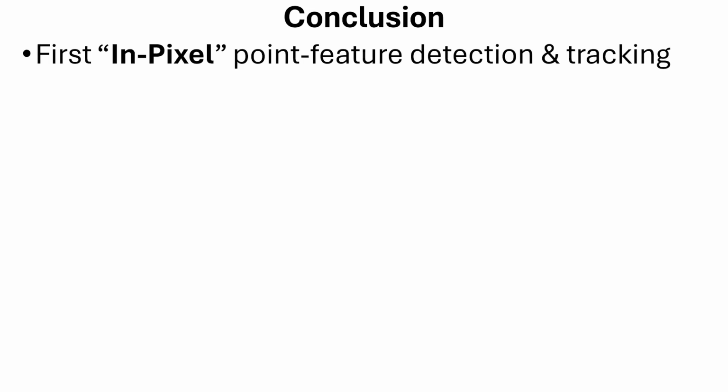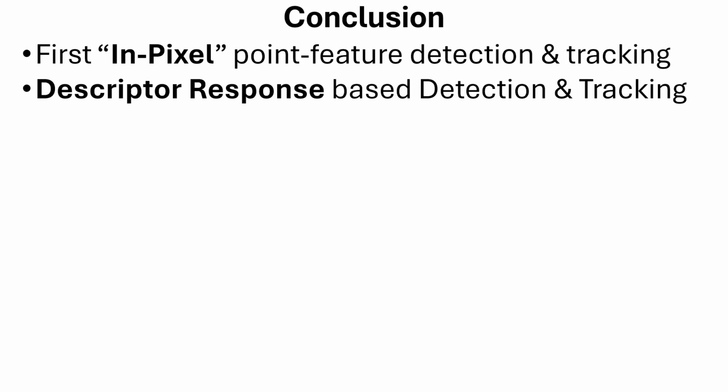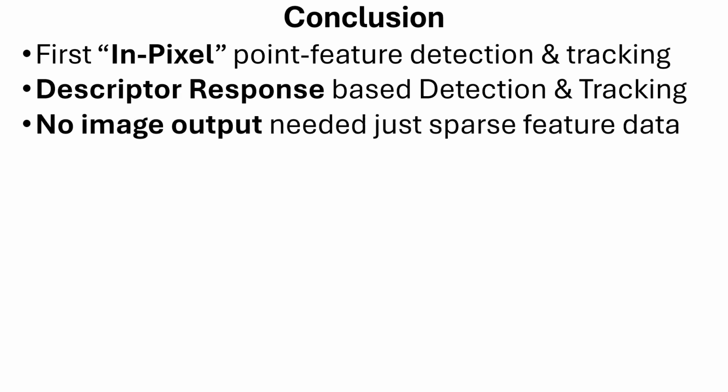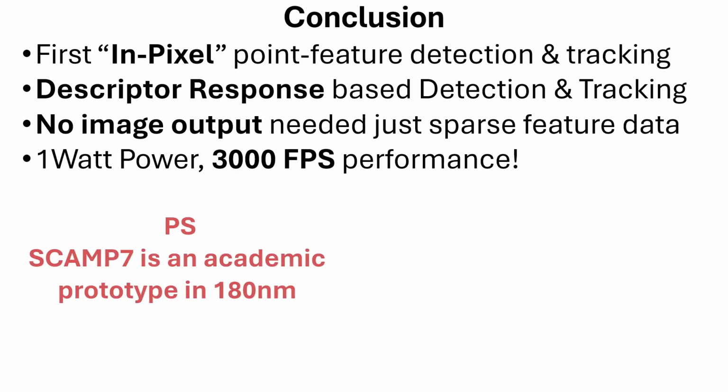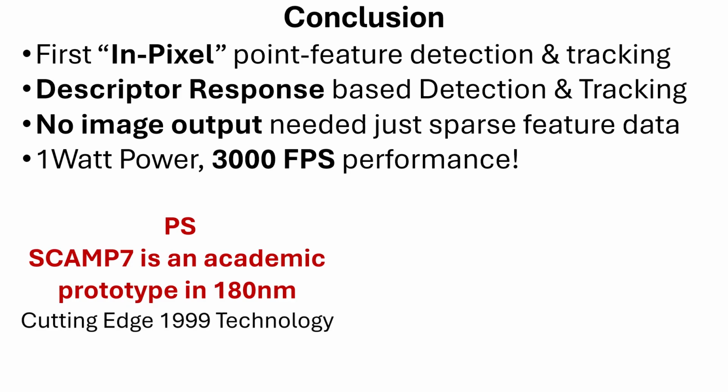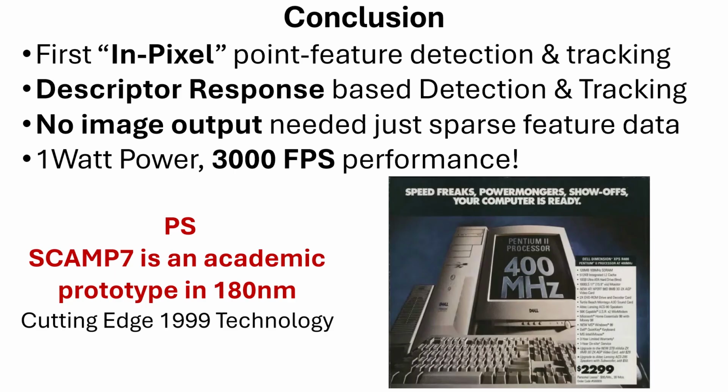So to conclude, we present the first work where point feature detection and tracking is performed entirely in pixel, by which I mean all computation necessary is performed upon the pixel processors of the sensor itself. Descriptor response is also introduced as a mechanism by which detection and tracking can be performed entirely in parallel. Our system does not need to output any images because all computation is performed upon the sensor. Instead, we can just directly output the feature locations and descriptors. All this adds up to 3000 frames per second performance using 1 watt of power. But it is also important to remember SCAMP is an academic prototype, manufactured in 180 nanometer, which was cutting edge technology back in 1999. And if a sensor was manufactured using modern techniques, you might have some truly amazing applications.